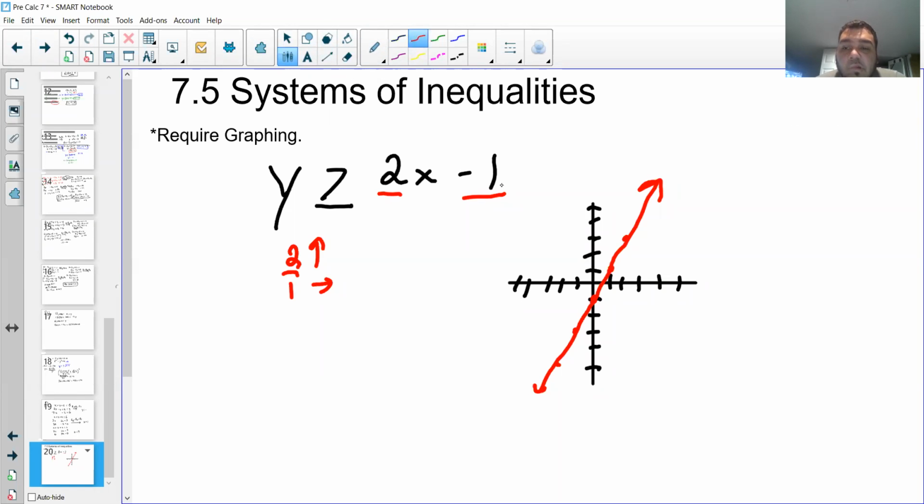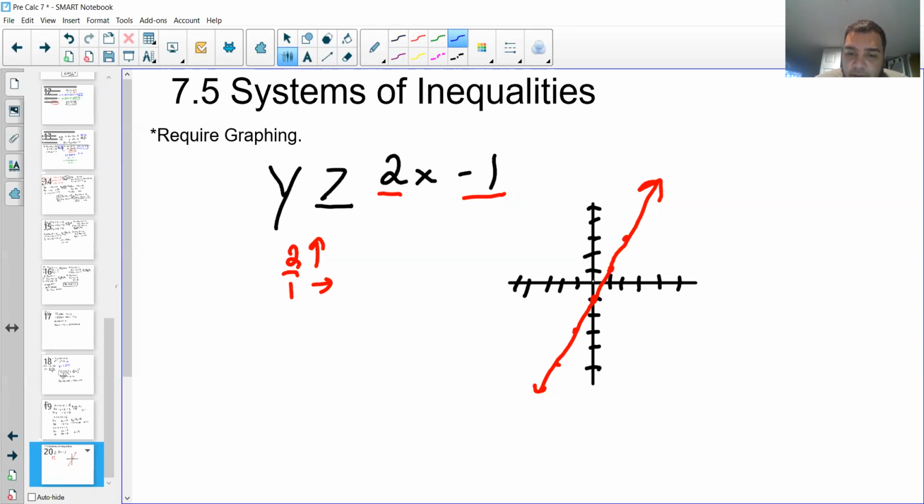Mr. Theo, are you supposed to shade when it's like that, right? Yeah, you're supposed to shade, but we need to figure out which direction we're going to shade. And how we do that is we're going to use a test point. Now, a test point is going to be any point that's not on the exact line.